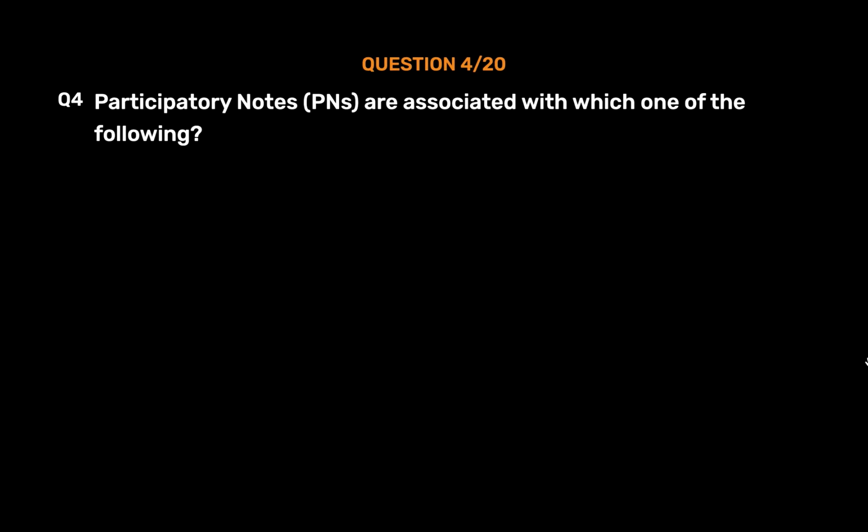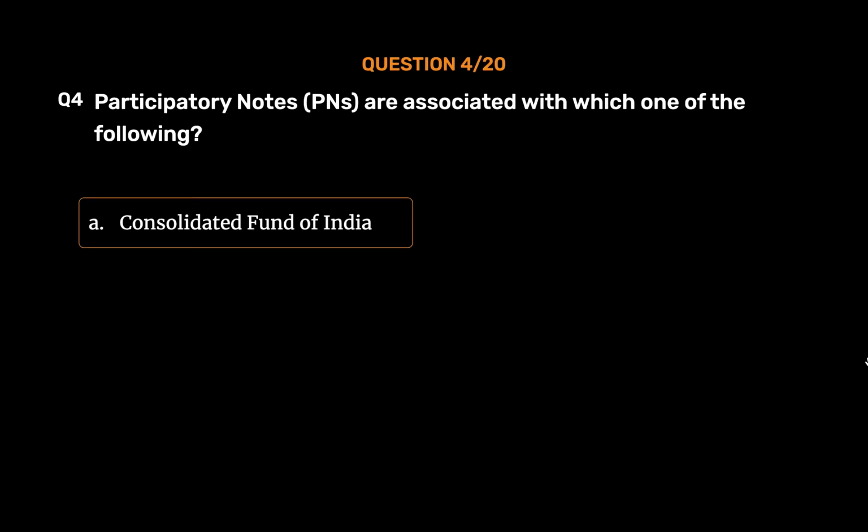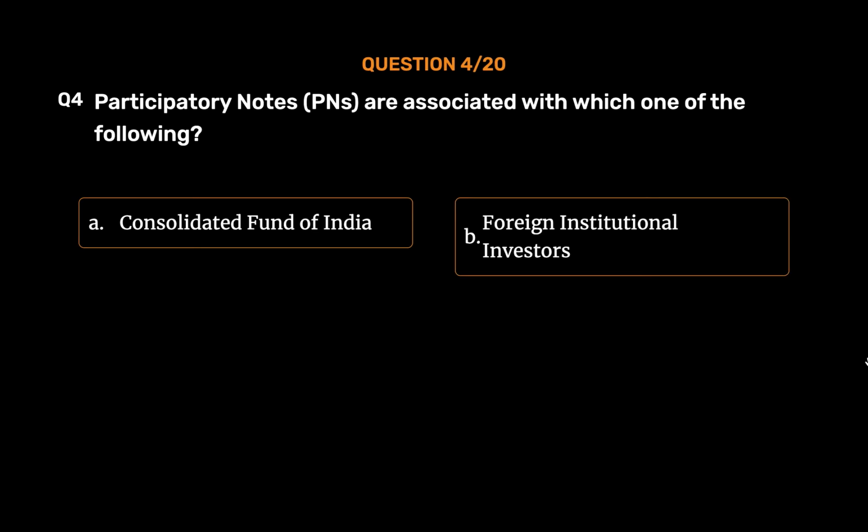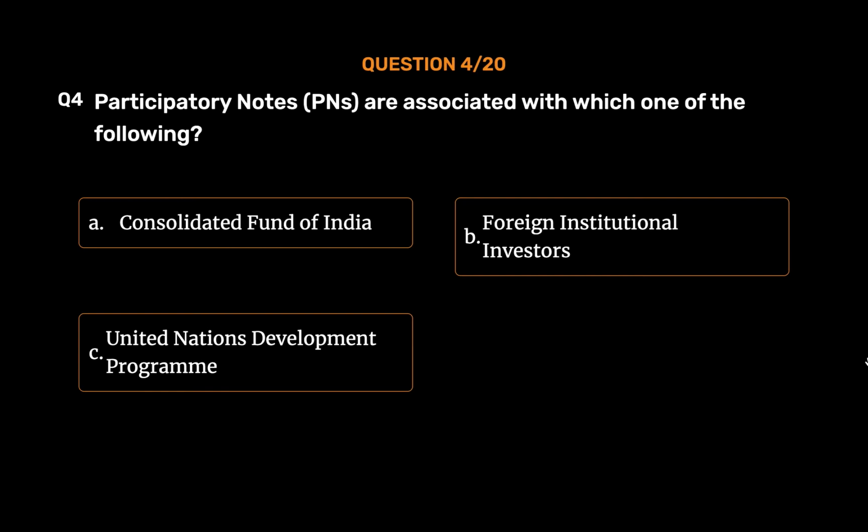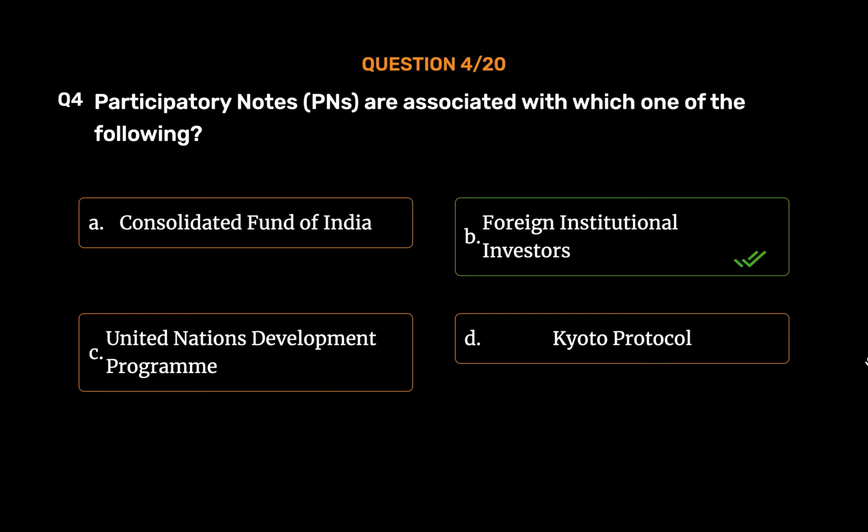Question number 4. Participatory notes, PNs, are associated with which one of the following? Option A. Consolidated Fund of India. Option B. Foreign institutional investors. Option C. United Nations Development Program. Option D. Kyoto Protocol. The correct answer is Option B.